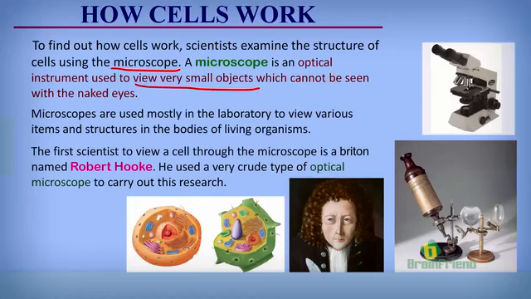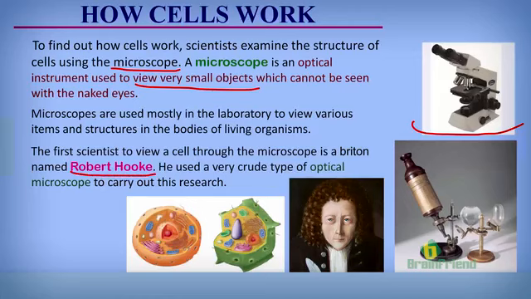Microscopes are mostly used in the laboratory. I've mentioned they are used to view very small objects and items. They are used to view structures in the bodies of living organisms. This is a microscope, an example of a microscope used in the laboratory. The first scientist to carry out research on cells is a British man named Robert Hooke.